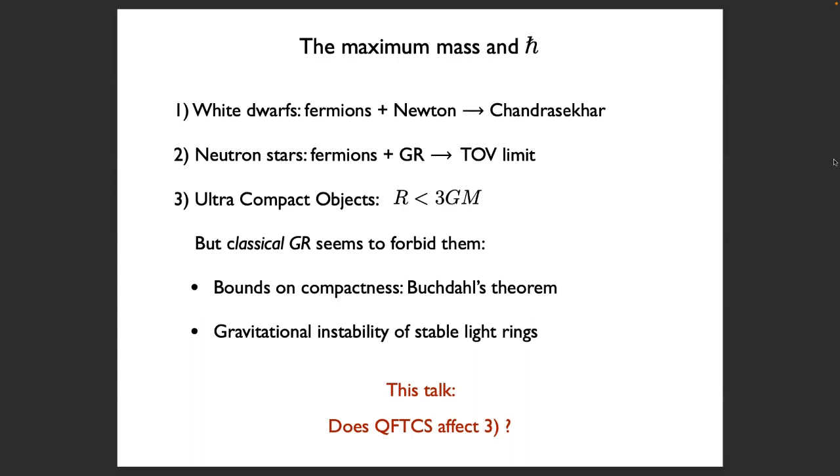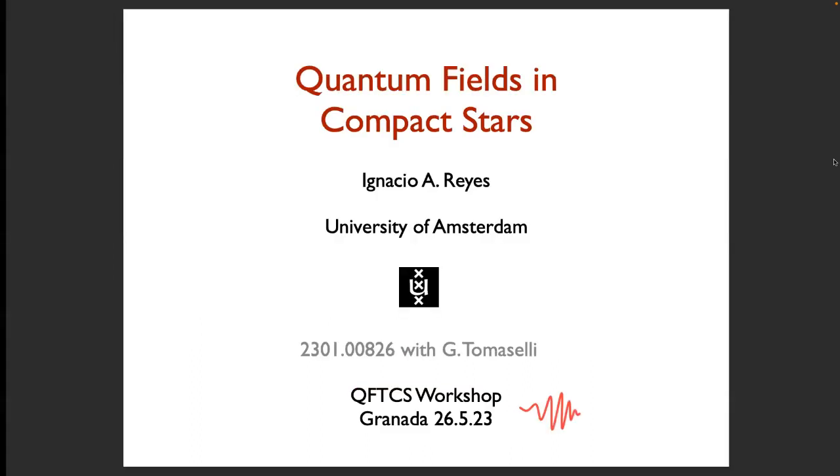So what I want to do in this talk is to ask the question of, well, we know how h bar enters in the first 2 points. It was crucial in understanding degenerate stars. I want to understand whether quantum field theory in curved spacetime has anything to say about this last category. So I'm going to start by reviewing these 2 arguments and then introduce quantum field theory and then see what the relation is. So let's start with Buchdahl's theorem.